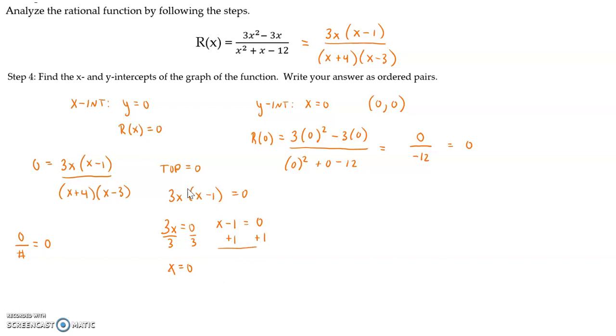And for our second equation, we're going to get an x value of 1. So we have two x-intercepts here. Our first one is the point (0, 0), and our second one is the point (1, 0).